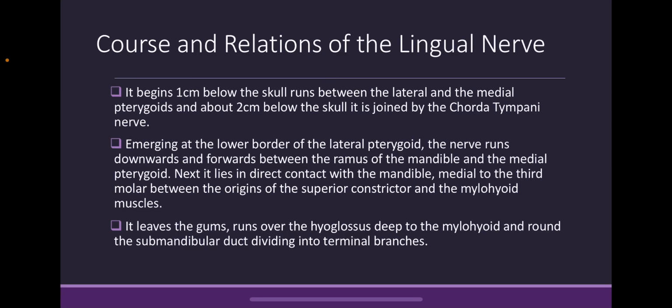Emerging at the lower border of the lateral pterygoid, the nerve runs downwards and forwards between the ramus of the mandible and the medial pterygoid. Next, it lies in direct contact with the mandible, medial to the third molar, between the origins of the superior constrictor and the mylohyoid muscles. It leaves the gums, runs over the hyoglossus deep to the mylohyoid and around the submandibular duct, dividing into terminal branches.